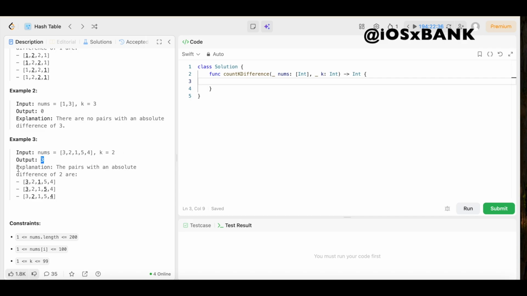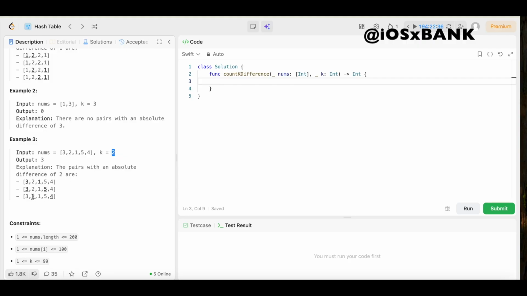The output is 3 because there are 3 pairs. The explanation says the pairs with an absolute difference of 2 are 3 and 1. When we subtract 1 from 3, we get 2. Boom, that's k, that's 1 pair. Then we do 3 and 5, right? Because when we subtract 5 from 3, that gives us negative 2. The absolute value of negative 2 is 2.